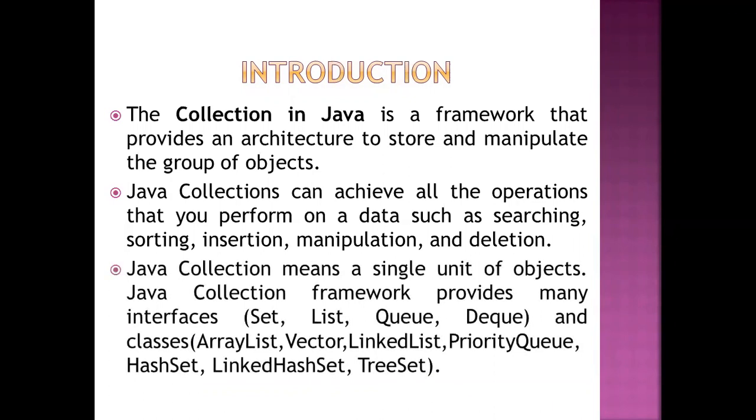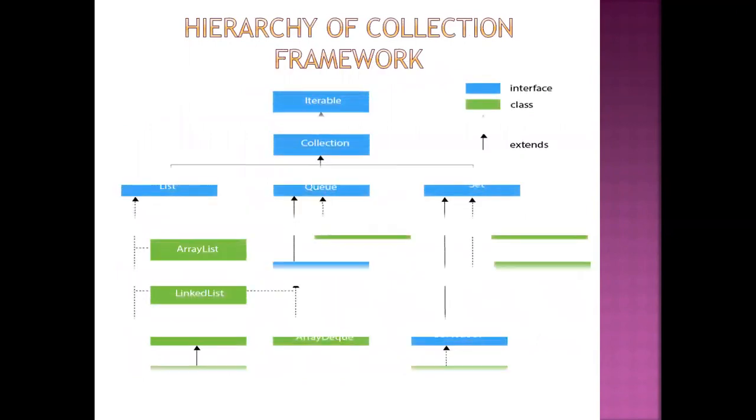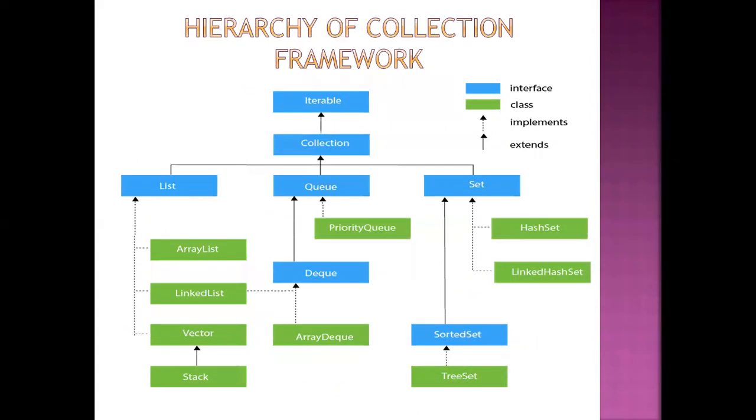Java collection framework provides many interfaces such as set, list, queue, and double-ended queue, and many classes such as ArrayList, LinkedList, vector, priority queue, hashset, linked hashset, and treeset. Now let's look into the hierarchy of collection framework. The given diagram clearly explains the various interfaces and classes that are extended and implemented from one another.